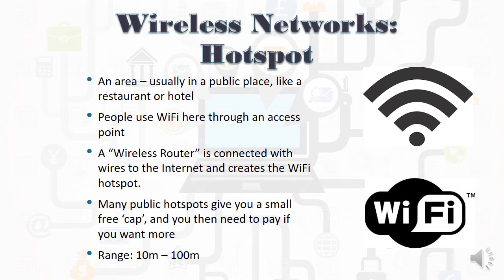For wireless networks, you get many hotspots. A hotspot is an area, usually in a public place like a restaurant or a hotel, where people can use the Wi-Fi through an access point. You get a wireless router, which is connected via wires to the internet, and this creates the Wi-Fi hotspot. Many public hotspots give you a small free cap, and then if you want to carry on using the Wi-Fi, you need to pay. The range of Wi-Fi, as we've said before, is 10 to 100 meters.